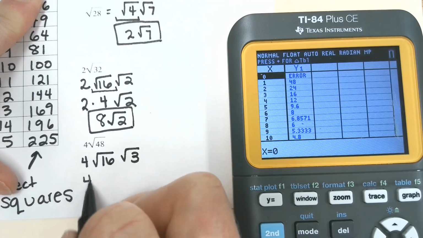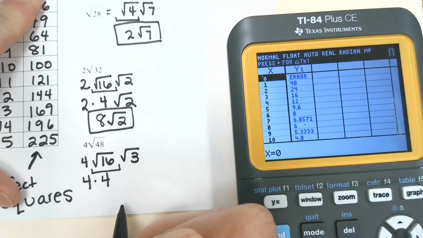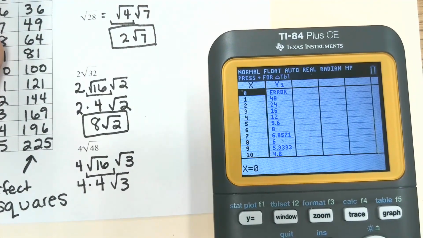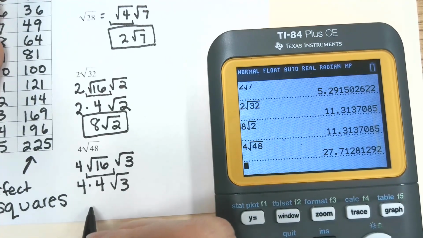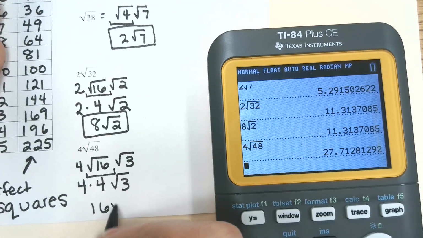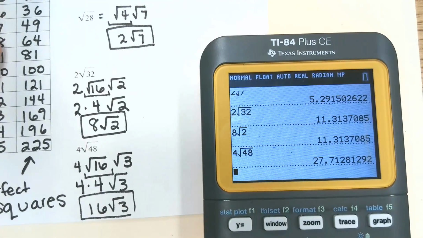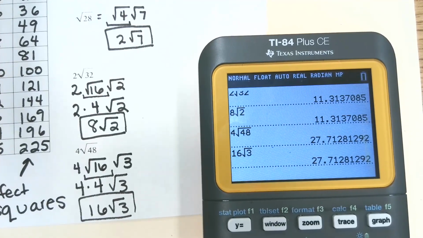Now carry down the 4. Square root of 16 is 4. So times 4, square root of 3. 4 times 4 is 16. Carry down the square root of 3. So it's 16 square root 3. Same answer.